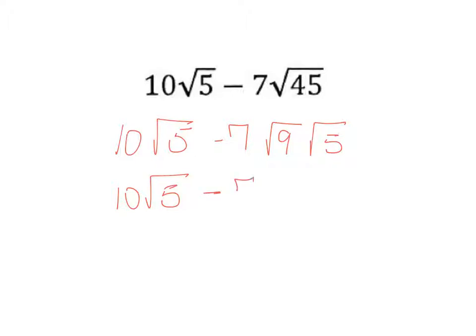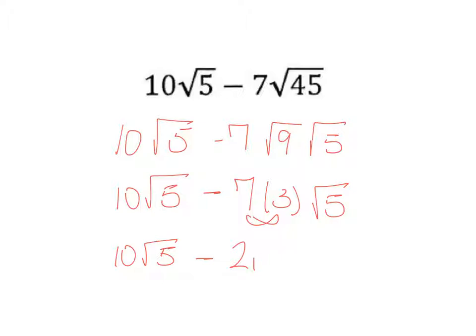But with this part, I'm going to make the radical 9 a 3, and keep the radical 5 because it does not reduce anymore. Again, I'm going to pull down 10 radical 5 because I can't do anything with it. But I'm going to multiply 3 and 7 to get 21 radical 5. And now, if you notice, I have a radical 5 and a radical 5, making these like radicals. So what I will do is 10 minus 21, giving me a negative 11 radical 5.